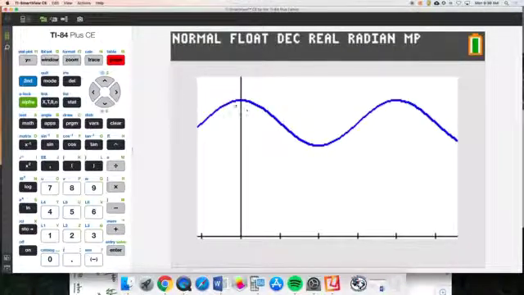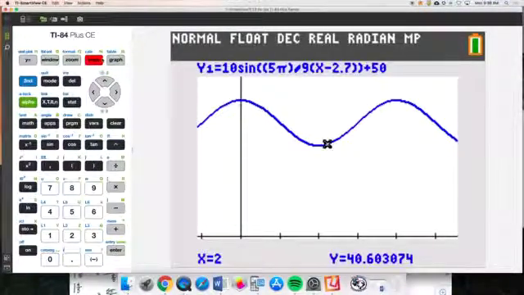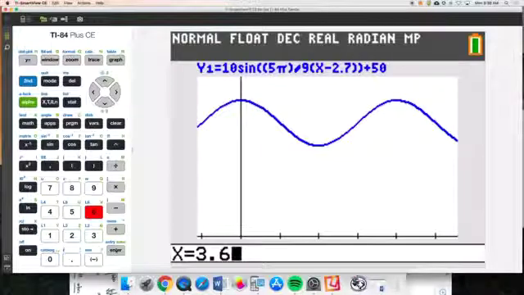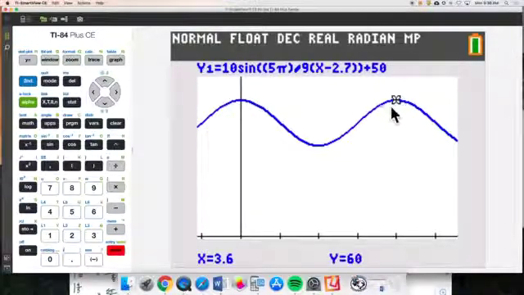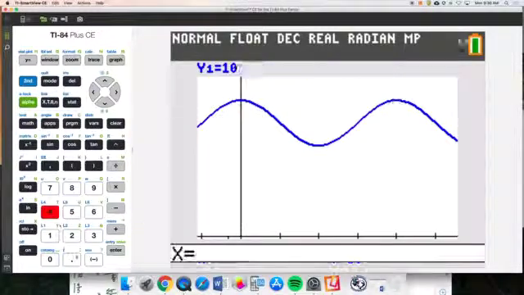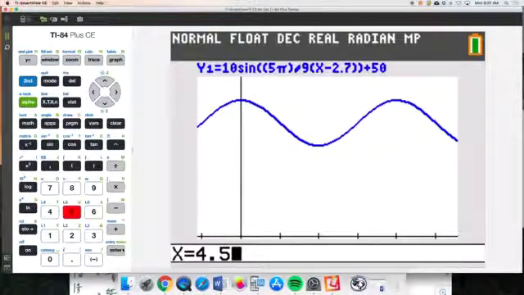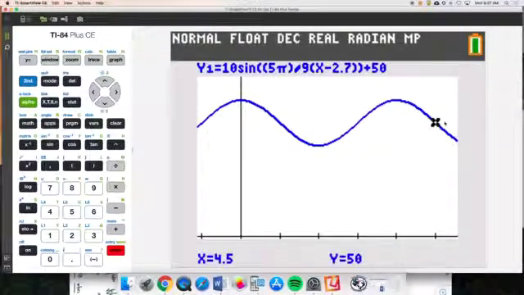Does that look like our graph? For the most part, yeah. Now let's verify, remember. Let's hit trace, and let's pick one of our numbers like, oh, I don't know, 3.6, right? 3.6 should be a high point. 3.6, after I hit trace, it's up there at 60, like I want. Let me do one more. 4.5 should be in the middle going down. And yeah, it appears so.